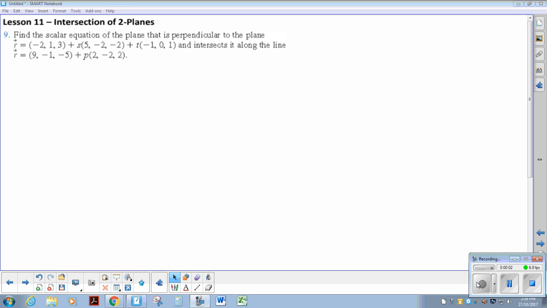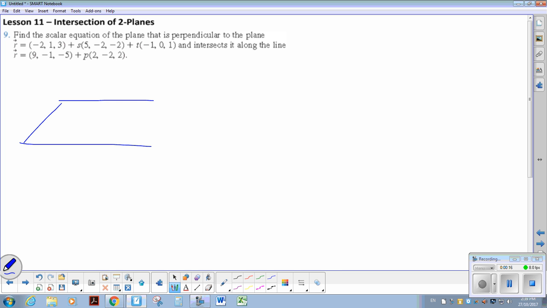Hello, we've had a question in the Calculus and Vectors course, Unit 2, Lesson 11, number 9. Find the scalar equation of the plane that's perpendicular to that plane. So let's start with that. I'm just going to draw myself a picture. So here's the plane, there's my plane right there, and the new plane is perpendicular to that plane.